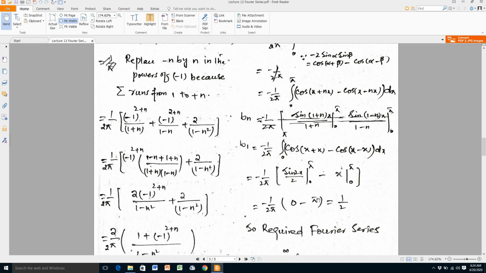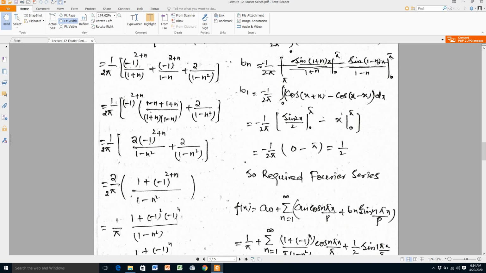So after simplification, you get 1 over 2, and for all other values of n, this b is equal to 0 except n is equal to 1. Okay, if I take n is equal to 1, it becomes a non-zero value, and for the remaining values of n, all the values of bn are equal to 0.